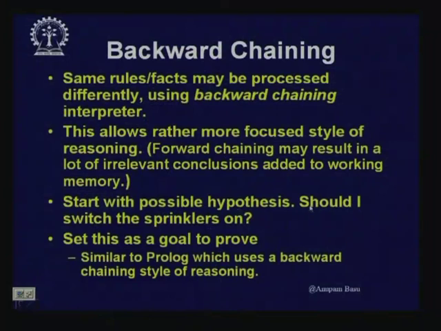So for diagnosis, or even for fault diagnosis in any machine, we look at a particular thing that has happened. We try to find out, prove, why this has happened. We try to explain why this has happened, or we often try to prove whether what we are suspecting is indeed the case. In such cases, backward chaining is more useful. So you can see here that in this case we start with a possible hypothesis. So let's play with the same example that we did just now.